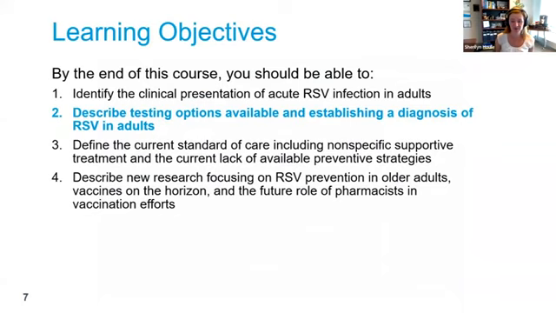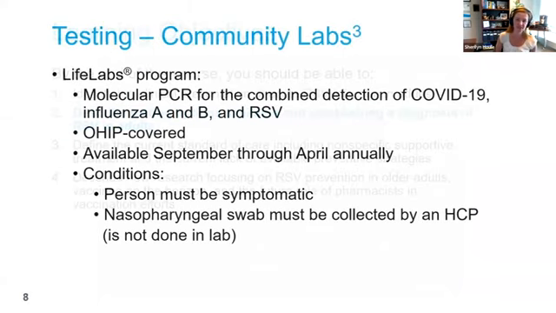So how do we determine if somebody actually has RSV? Let's talk about the testing options and diagnosis. Since I believe it was October of 2021, there was a program introduced through the LifeLabs laboratories here in Ontario, where they do offer molecular PCR testing for community dwelling Ontarians. This includes a combined detection of COVID-19, influenza, both A and B, and RSV. And it is OHIP covered as a service.